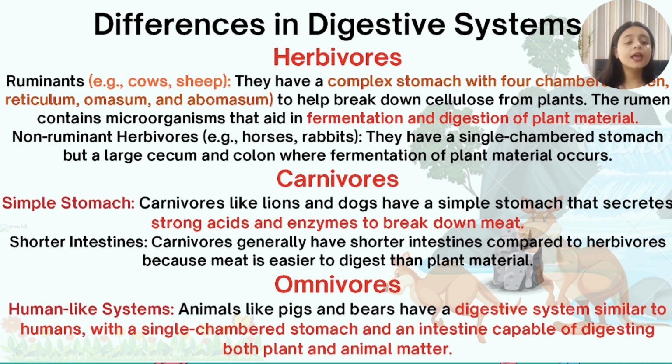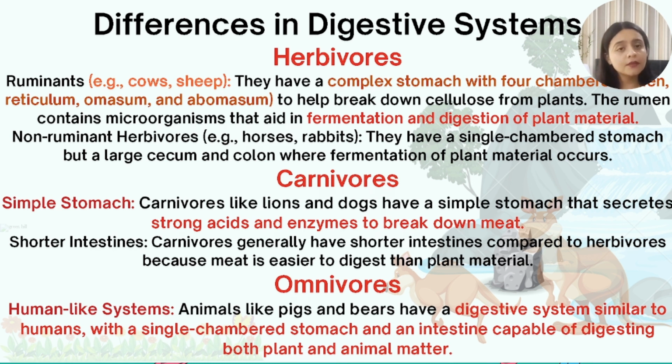an intestine capable of digesting both plant and animal matter. Omnivores are the animals which are simple, not simple, but not too complex also. They have an equally similar digestive system like us.